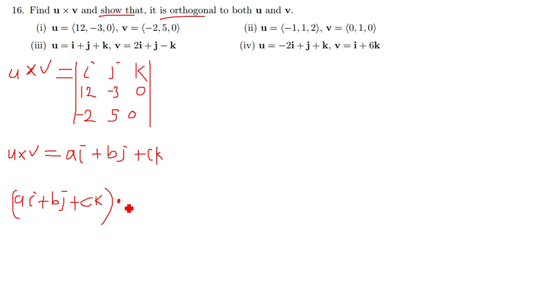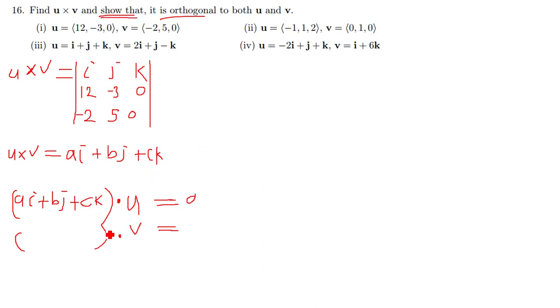You dot this with u in the first case. Then in the second case you dot the same vector with v, and in both cases you are supposed to get your answer as 0. Here you have not been told to verify whether it's orthogonal or not. They already say it's orthogonal. They just want you to show that it is orthogonal.